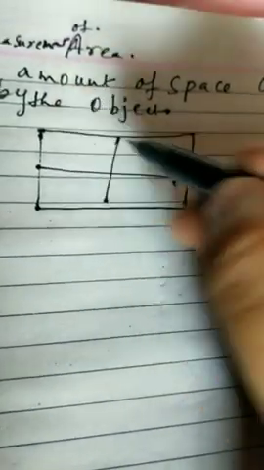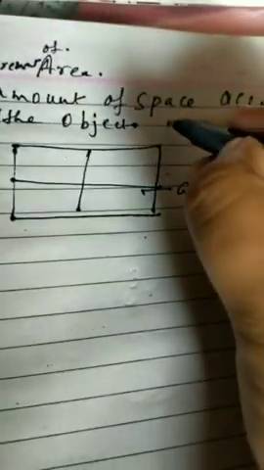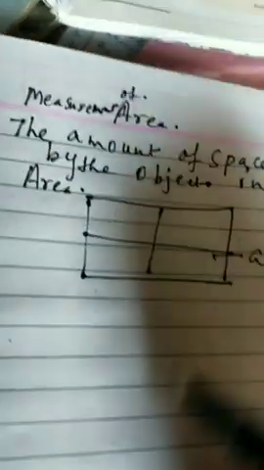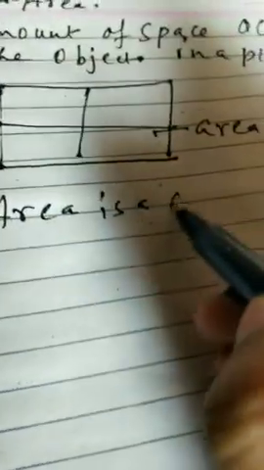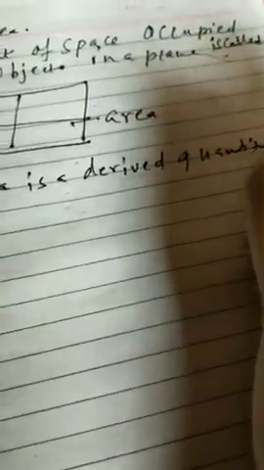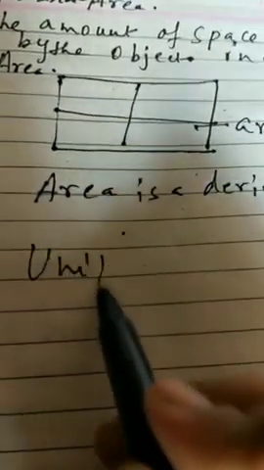Okay, so where? In a plane. Plane means the surface, and that is called area. I have already told you area is a derived quantity. So we have to derive it by using formulae, and its unit will also be derived.